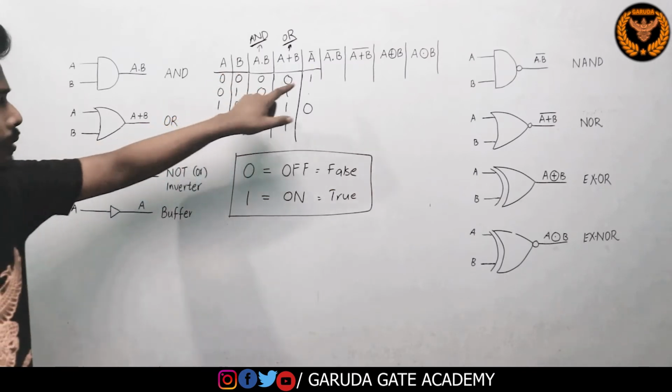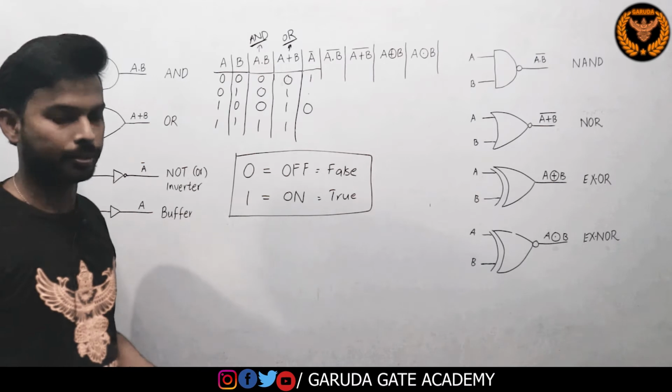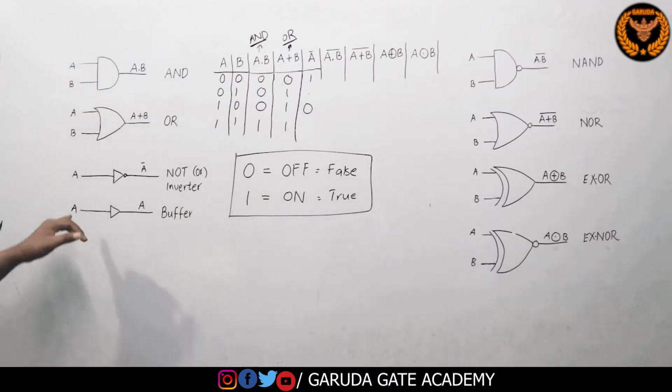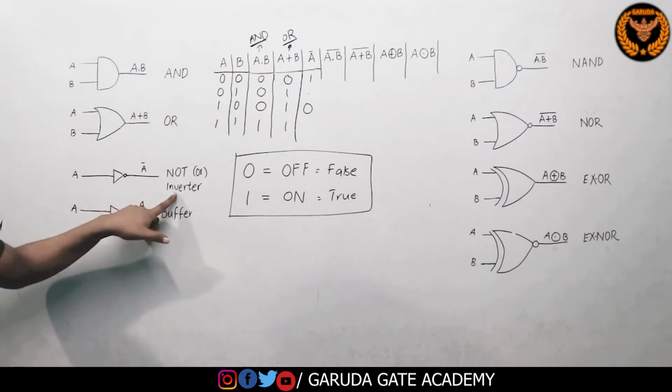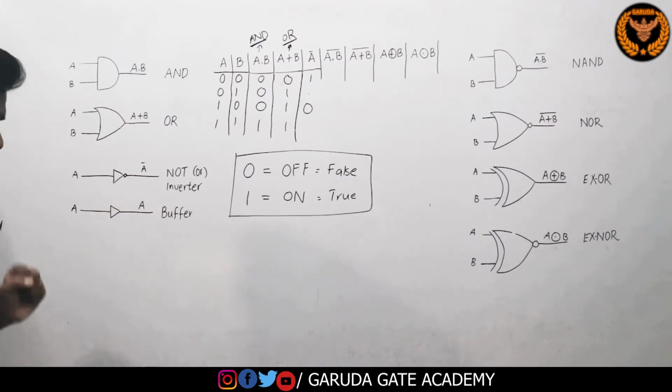For 0 it will produce 1, for 1 it will produce 0. That means it just produces the opposite signal. So that is regarding NOT gate. NOT gate is also called as inverter because it will invert the signal.